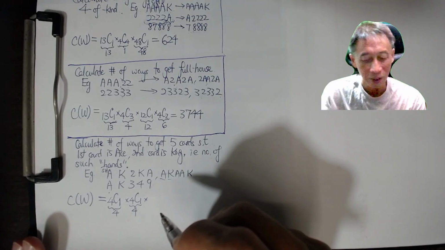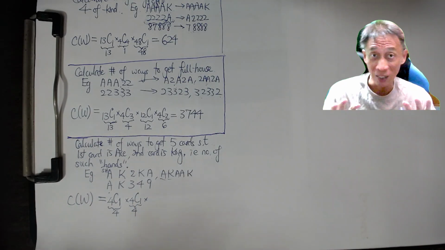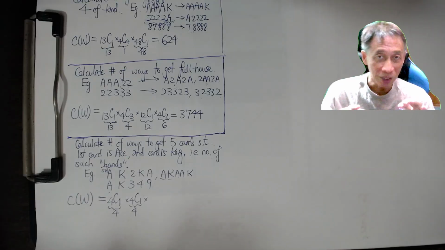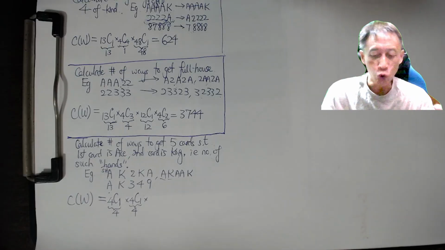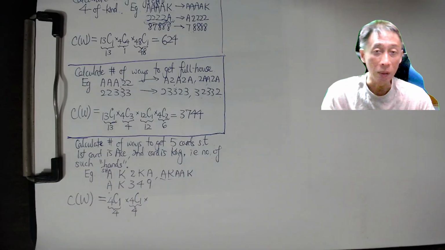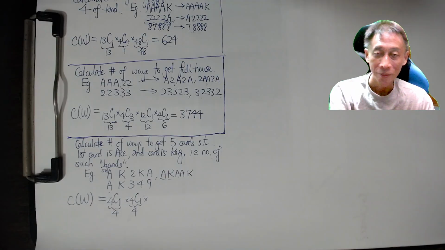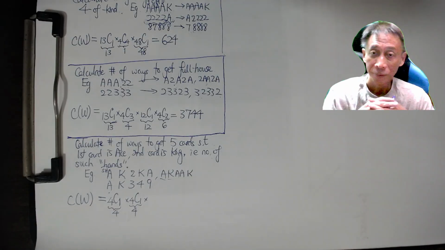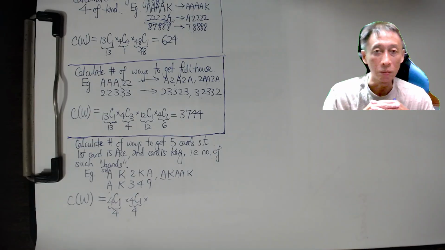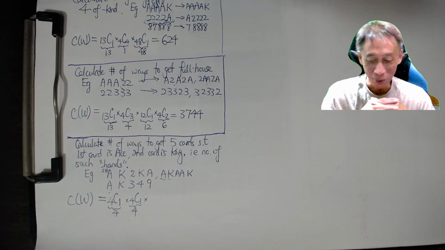Should we say, okay, 52 cards, we picked away 2 cards, so we have 50 cards left in the bag. Should we say 50 choose 3, or should we do 50 choose 1 times 49 choose 1 times 48 choose 1? The answers are different. So which way should we do? I'll give you 3 seconds to think. 3, 2, 1.